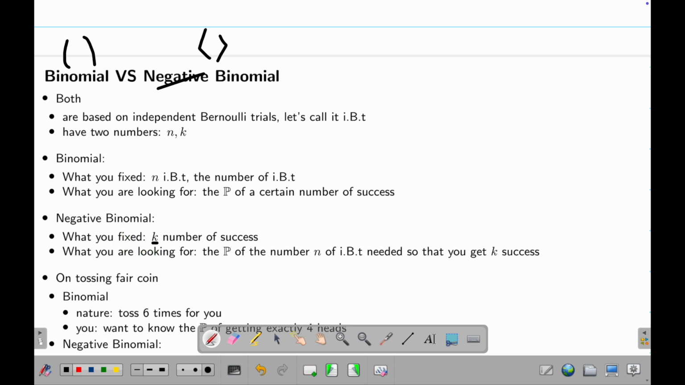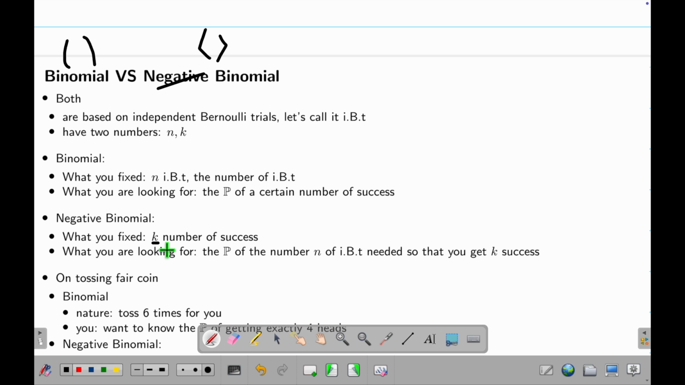What's negative? I fix k. It's not n. So it's the opposite. It's like I flip a coin, I want 7 successes. So the 7 is given. And I want to ask, if I want 7 successes or 7 fails, what's the probability I will get this if I have 10 flips? So it's opposite. That's why it's called negative. So binomial means I flip 10, 10 is given, ask the probability of 7 successes. The negative is, given 7 successes, what's the probability I need to flip 10 times?